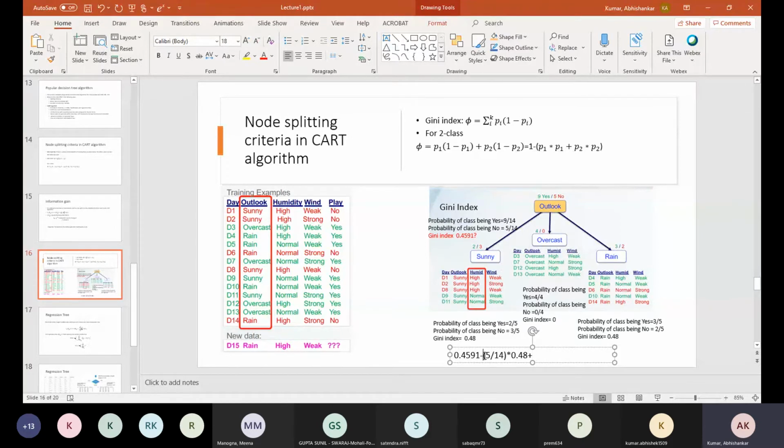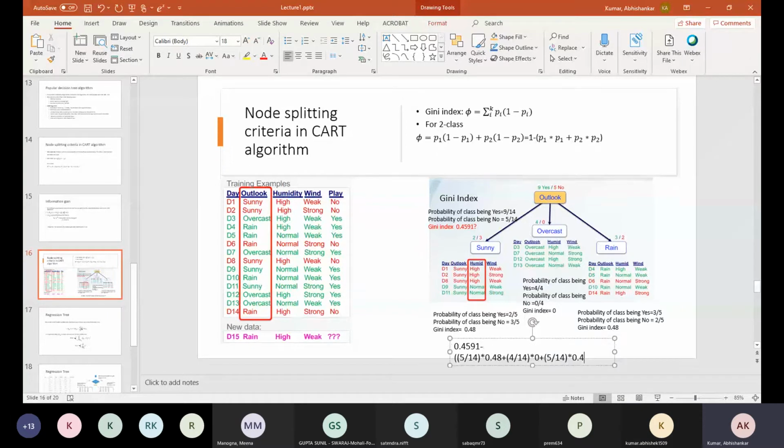Plus, so this will come with one bracket actually. Plus, you have to do 4 by 14, correct? Yes, sir. Into 4 by 14 into 0. Plus you have to do another thing. This one will be 5 by 14, correct? Yes. 5 by 14 again into 0.48.